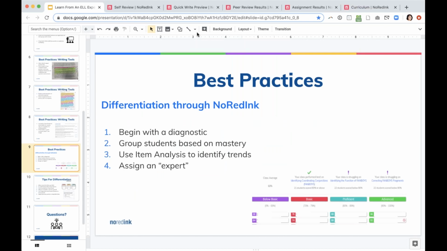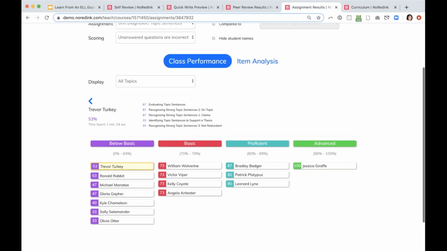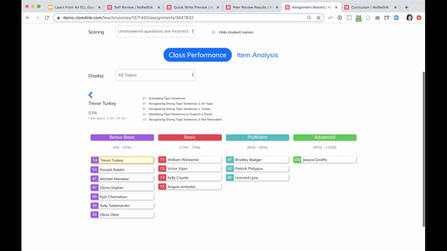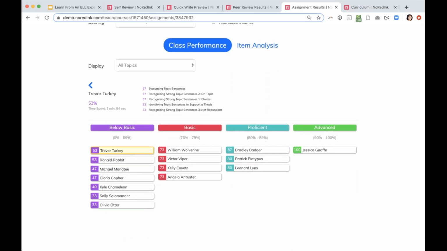The other area I wanted to quickly point out is that, as she mentioned, it does group this for you. And so this is, again, just a really great tool for easing the differentiation aspect. So you can clearly see where they all lie. And like I mentioned, even if they all are below basic, you can still start to make groupings based off of areas of struggle within here.